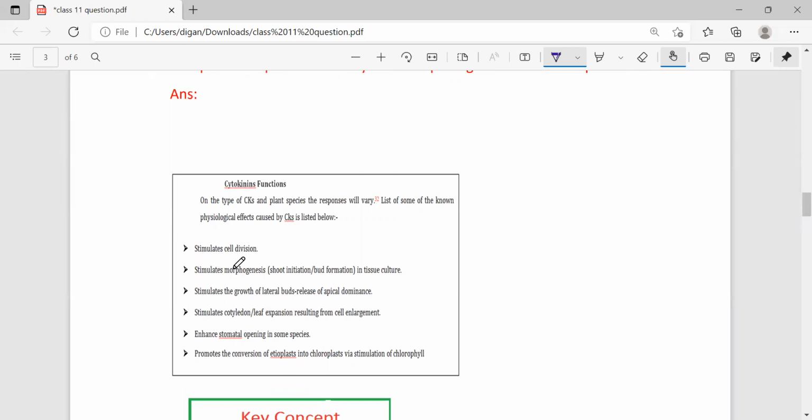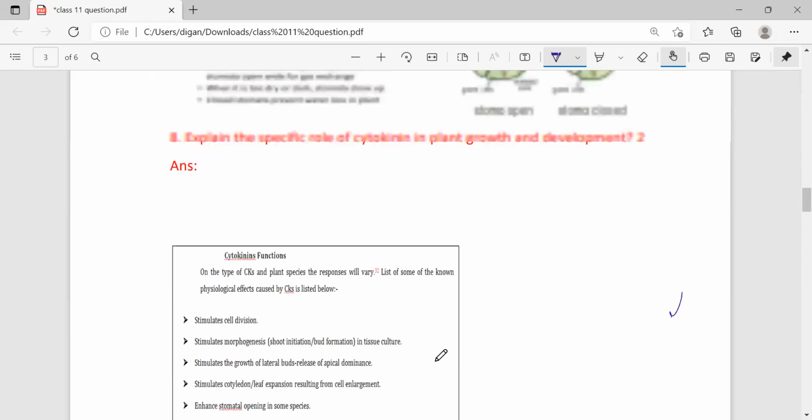So stimulate cell division, stimulate morphogenesis. Morphogenesis means cell growth in tissue culture. Stimulate the growth of lateral buds, release the apical dominance, stimulate cotyledon or leaf expansion resulting from cell enlargement, enhance stomatal opening in some species, and promote the conversion of etioplasts into chloroplasts via stimulating chlorophyll. These are the key points you have to write.